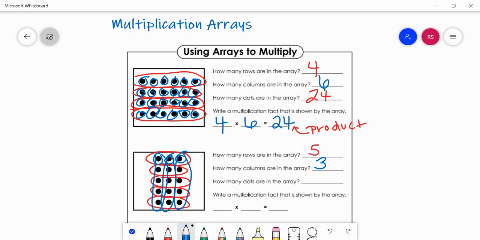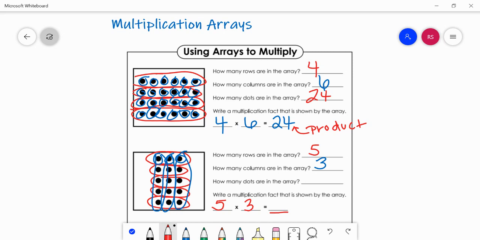I can think about this again using repeated addition and transferring that into multiplication. So I know that I can take my number of rows, which is 5, and I can multiply it by how many are inside of each row. How many are inside of each group? We said there are 3 inside of each group. Awesome job. So 5 times 3 will give me my answer, my product of how many dots are in this array.